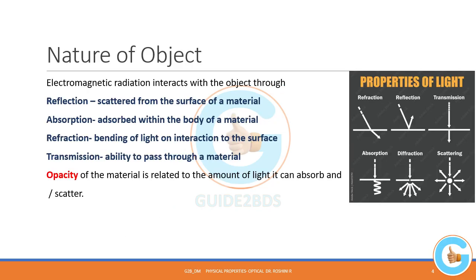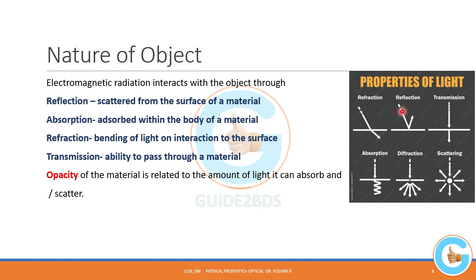Hope this is clear. And now we move on to the nature of the object. In the previous slide, we saw how light interacts with the human eye. Light interacts with an object in four ways: reflection, absorption, refraction, and transmission. Whenever light falls on the surface of an object, if there is bending of the light on passing through the surface, it is called refraction.